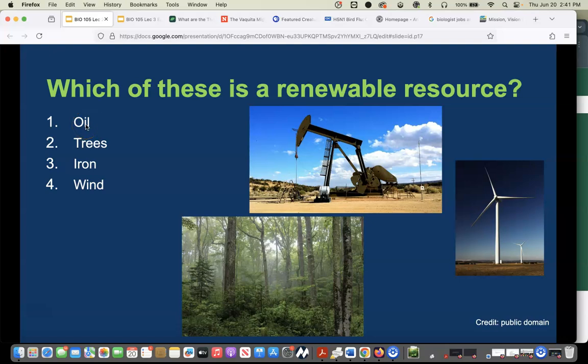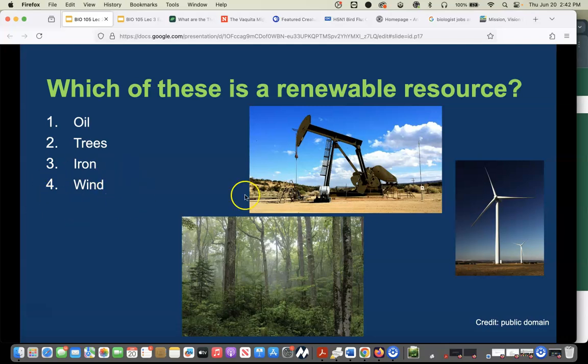So oil, again, we gave oil as an example of an exhaustible, non-renewable resource. That's because it takes millions to billions of years to form oil, so it's not a renewable resource. Same with iron. Iron is a mineral that takes too long to form. And so as we draw iron out and use it as a resource, it's not a renewable resource.